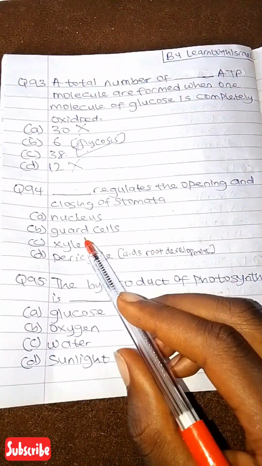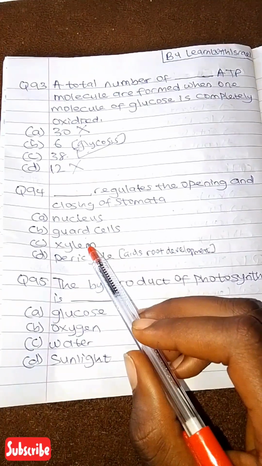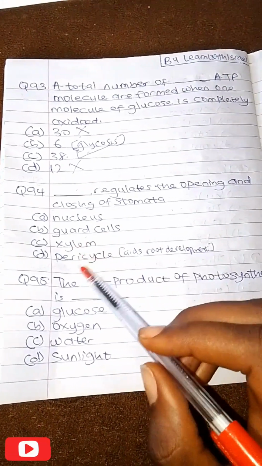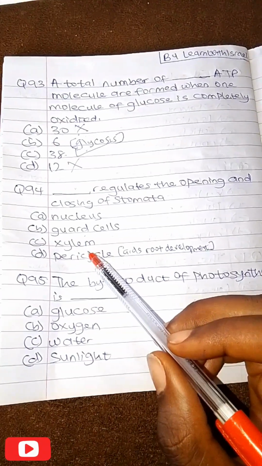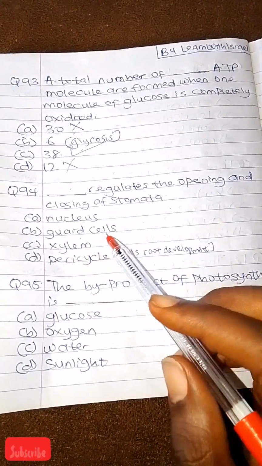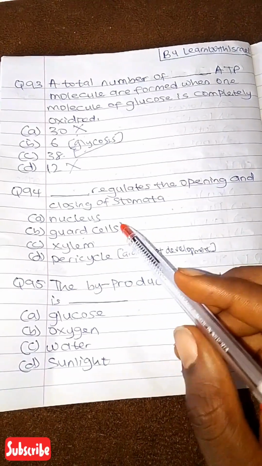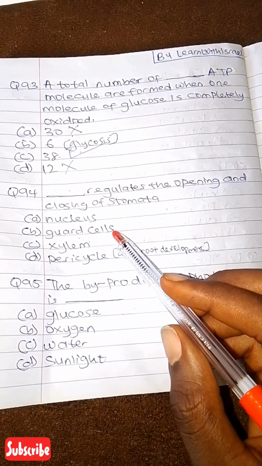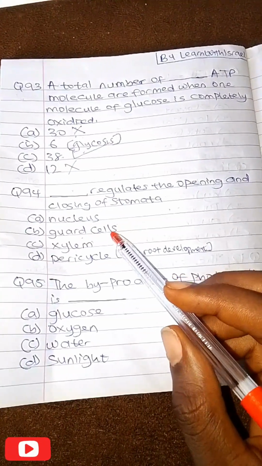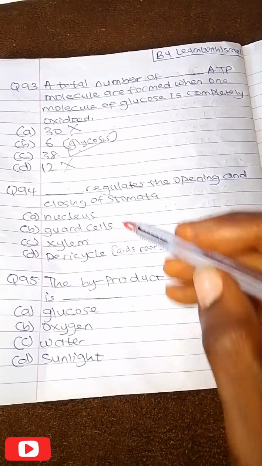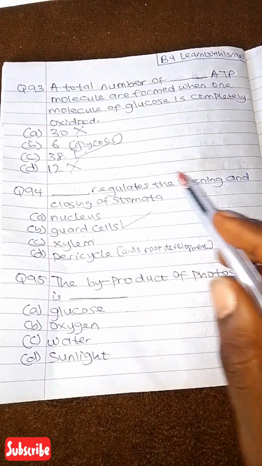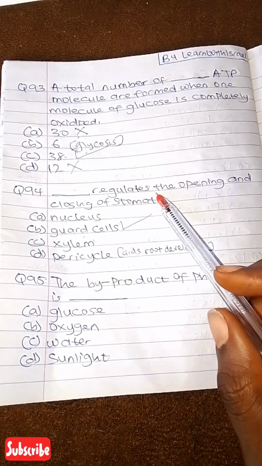While xylem transports water, phloem, which is the opposite of xylem, transports food around the plant system. I also discussed that earlier in our previous episode. While guard cells regulate the opening and closing of stomata. What they do is that they open and close the stomata pores. So guard cell is the correct answer.